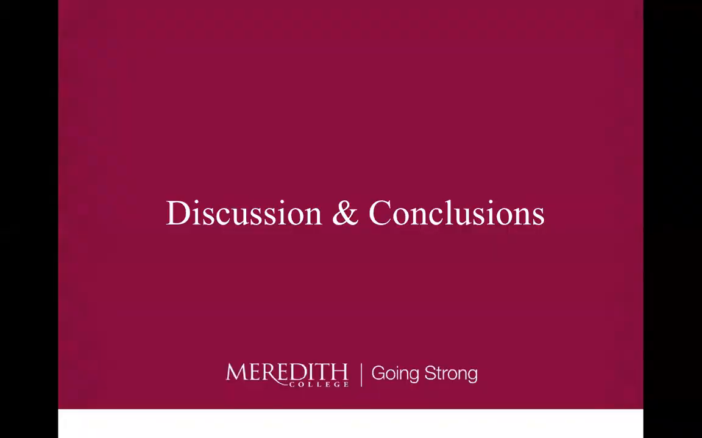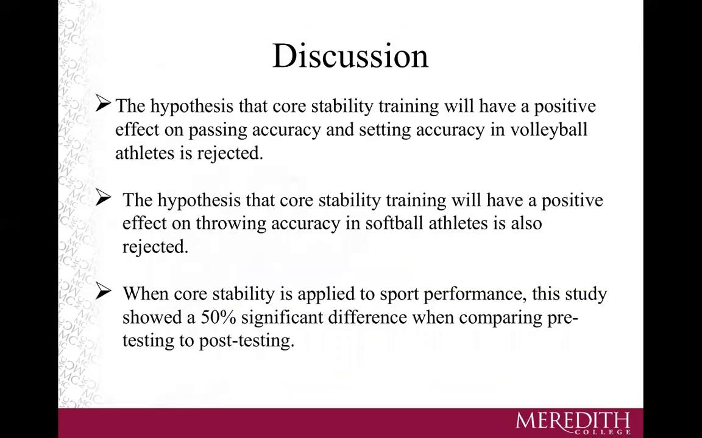Moving on to discussion and conclusions. The hypothesis that core stability training will have a positive effect on passing accuracy and setting accuracy in volleyball athletes is rejected. The hypothesis that core stability training will have a positive effect on throwing accuracy in softball athletes is also rejected. However, when core stability is applied to sports performance, this study showed a 50% significant difference when comparing pre-testing to post-testing.